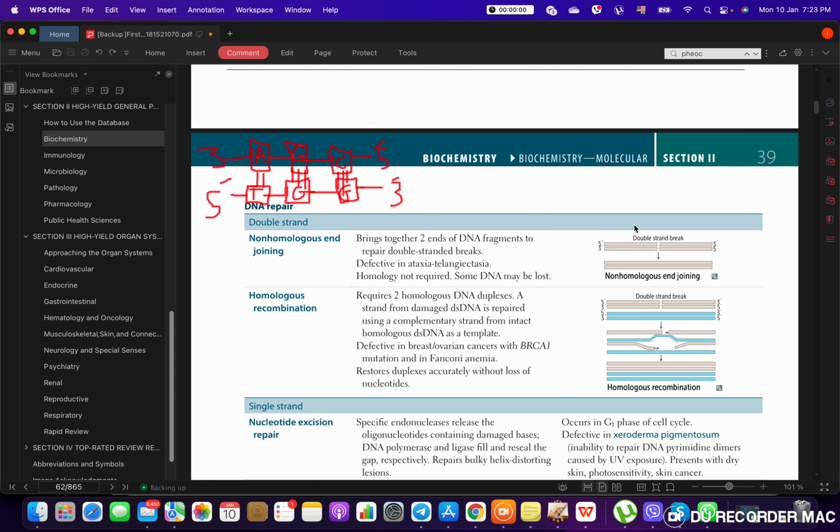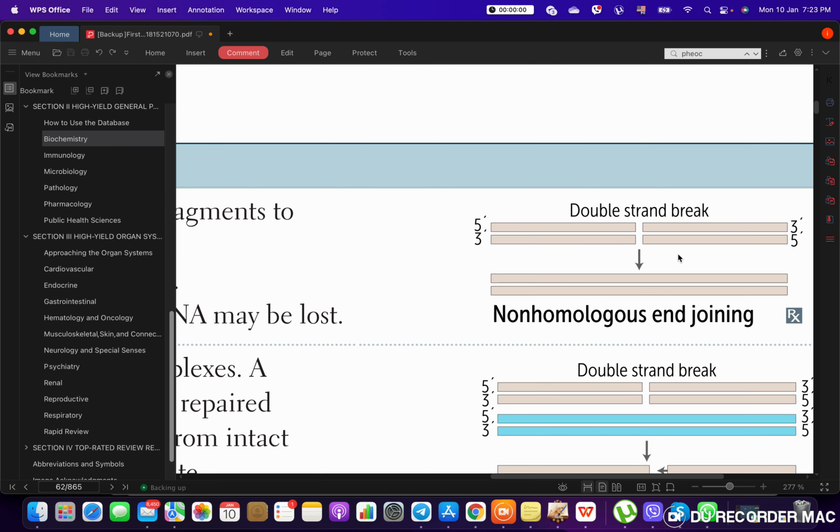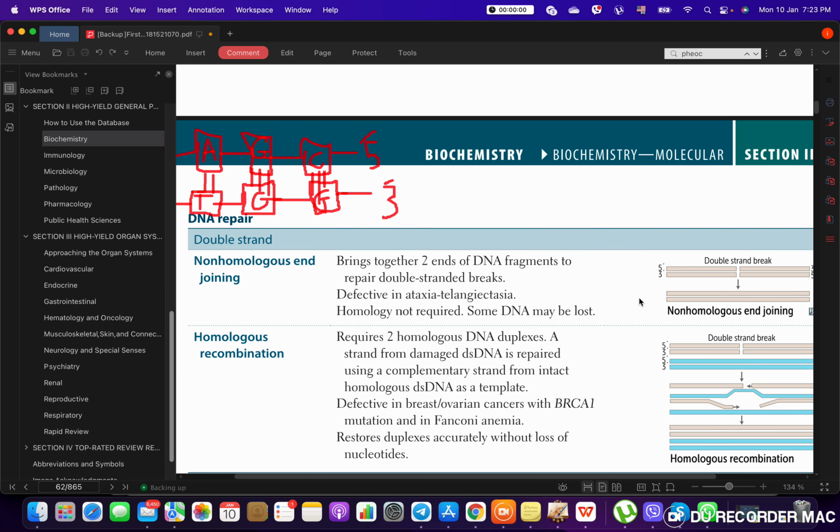Yeah? So non-homologous end joining just attaches the areas to each other, just sticks them together, as you can see. It brings together two ends of the DNA fragments to repair double-stranded breaks. It has a defect in ataxia telangiectasia. So homology is not required. As I said, we don't care how it looks. We just attach them to each other. Stupid repair, I like that word. Some DNA might be lost. Who cares? Because some of it will be lost and we will just attach it anyhow.